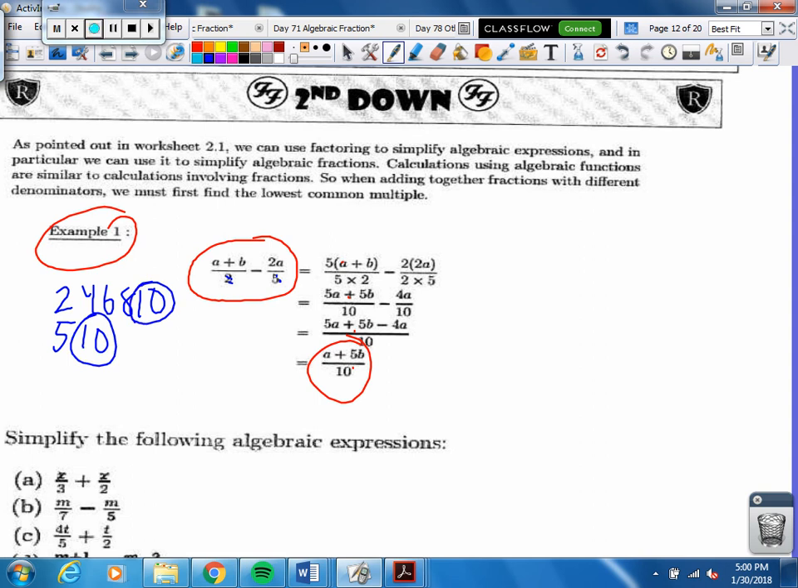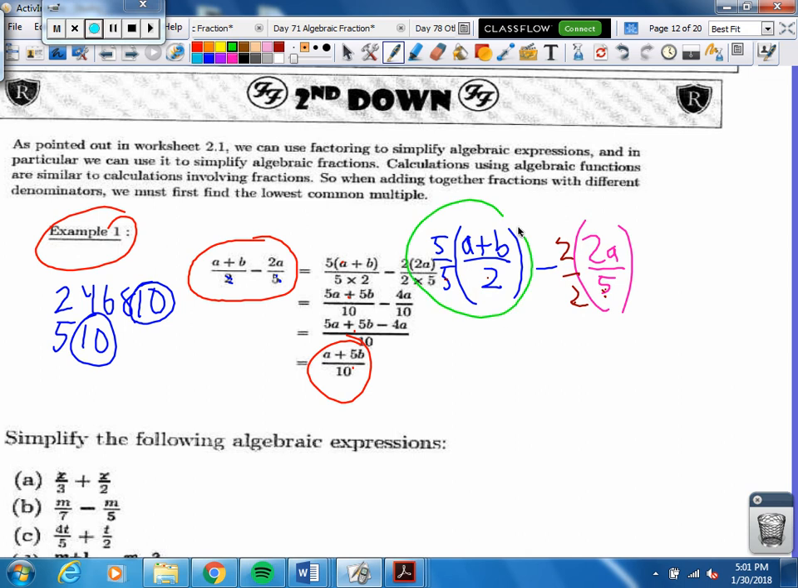Okay. So what am I going to do? So I'm going to take this first fraction, a plus b, over 2, and I'll multiply it by 5 over 5. Okay? And then I'm going to take my second fraction, which is 2a over 5, and I'll multiply that. 5 times what is 10? I'll multiply that by 2 over 2. Because 5 times 2 is 10. Okay. Here's the part you're going to mess up on. Don't do this, okay? So now I'm going to simplify.